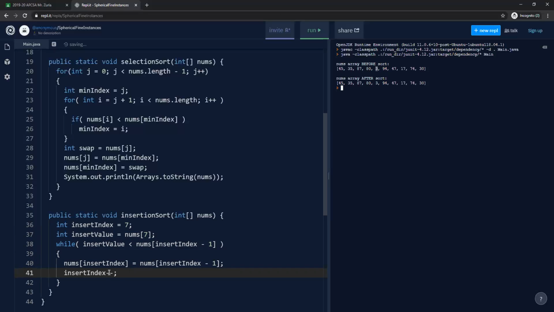Now, at this point, once I found out where this process ended, I would want to put that insert value into that index. So it would look something like this: nums insert index equals the insert value. If you noticed, there were moments when we were going to have 2 of the same value. So there was a moment when I had 2 47s in the array. There was a moment when I had 2 94s in the array. But at that point, the 17 would take over one of those 94s and we'd be back to our original state.